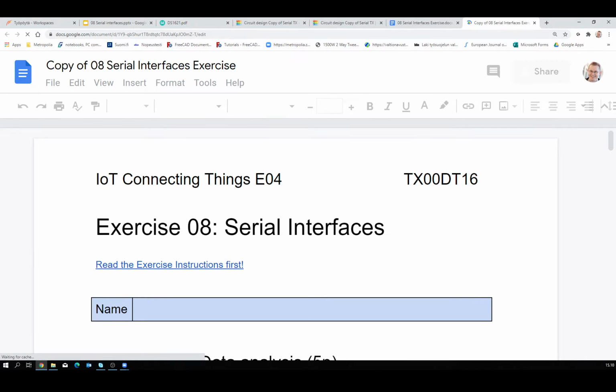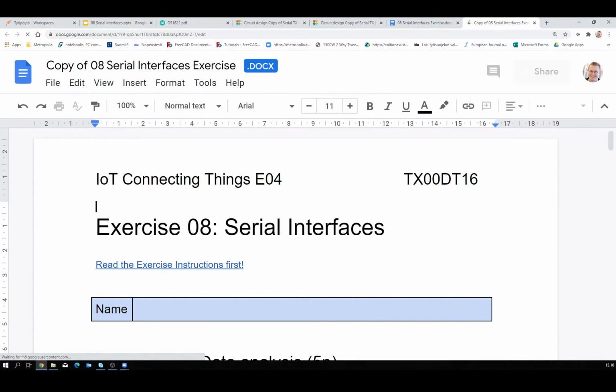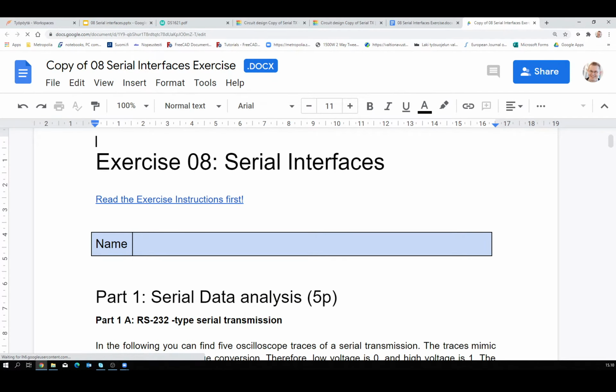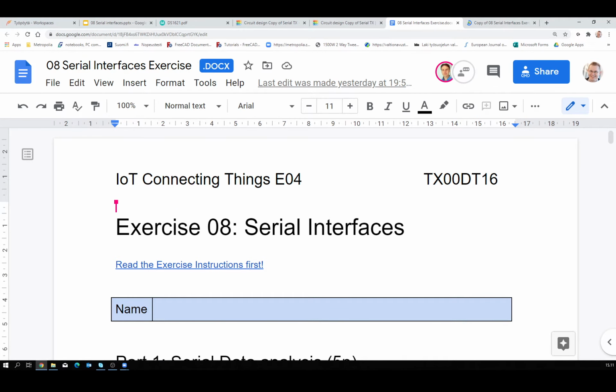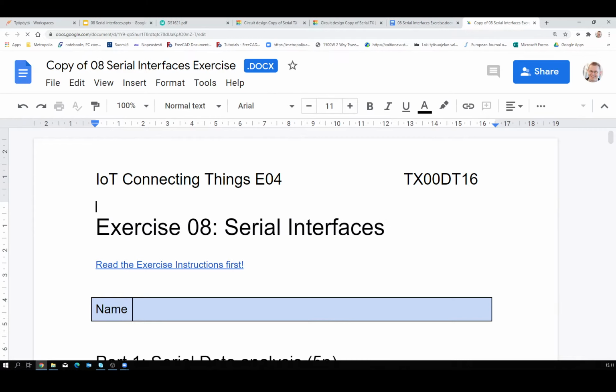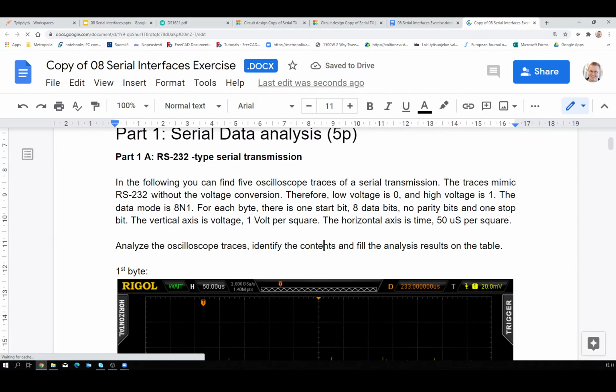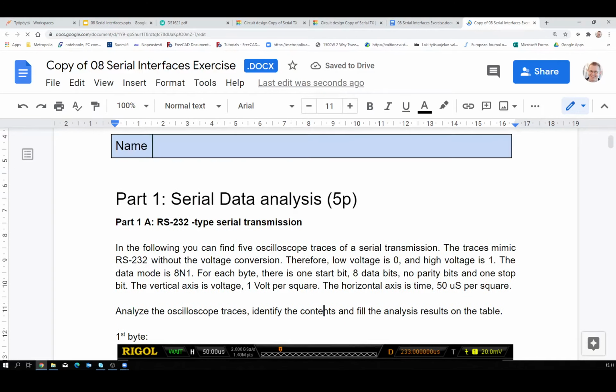Anyhow, so exercise 8 is about serial interfaces. And as usual, read the instructions first. Okay, and let me change this a bit. Exercise 8, not 4, the header. Okay, part 1 is serial data analysis.